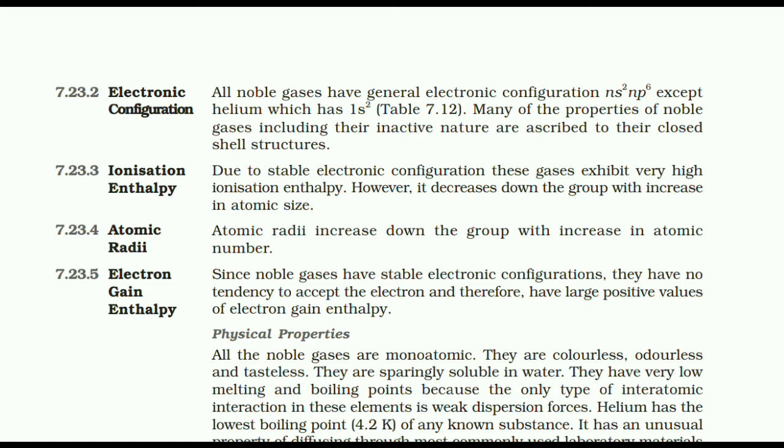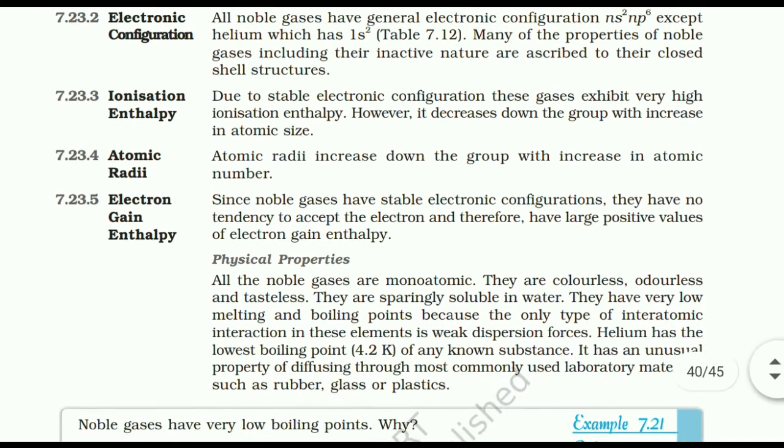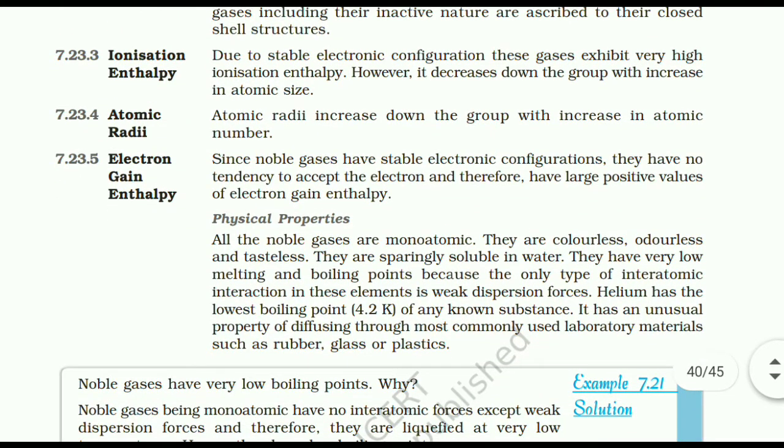7.23.3 Ionization enthalpy. Due to stable electronic configuration, these gases exhibit very high ionization enthalpy. However, it decreases down the group with increase in atomic size. 7.23.4 Atomic radii. Atomic radii increases down the group with increase in atomic number.